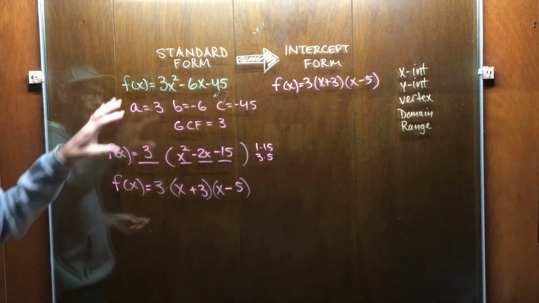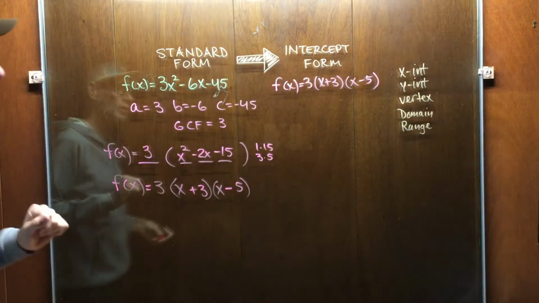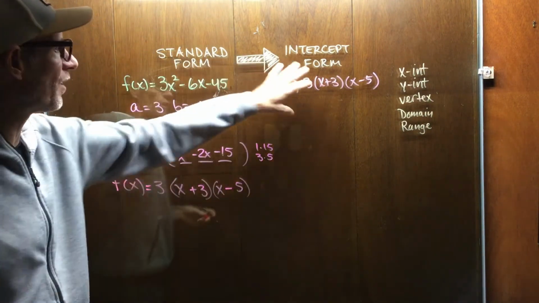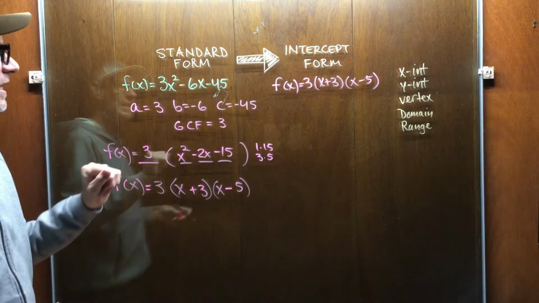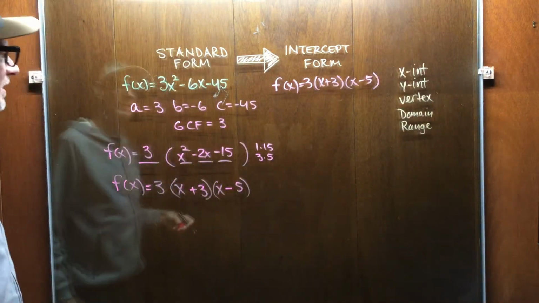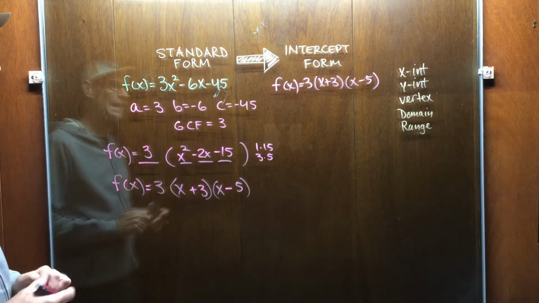Now that we have both forms of the equation, these equations will both make the same graph, but we have both forms, so we can use both of them to identify these key characteristics. I'm going to start out with the x-intercept.